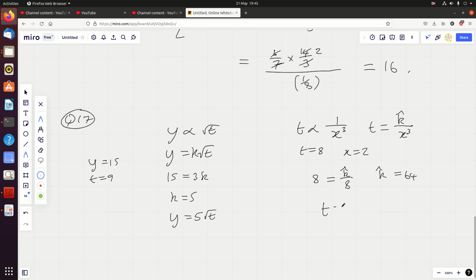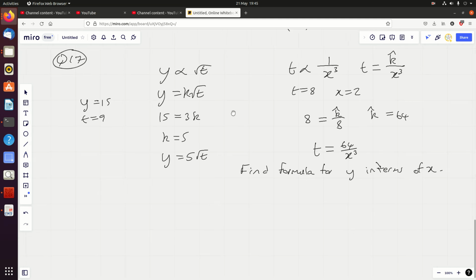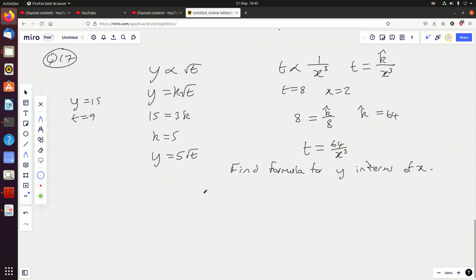So, okay, we've got to find a formula now. Let me write down t, 64 over x cubed. And now it says find a formula for y in terms of x. This is a bit more interesting than I thought it would be. Find formula for y in terms of x. Okay, sure, cool. Okay, right, so I need to eliminate t, because t's in the way. Let's get rid of t. Lots of ways of doing this.